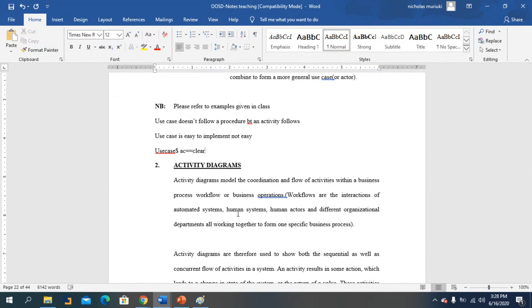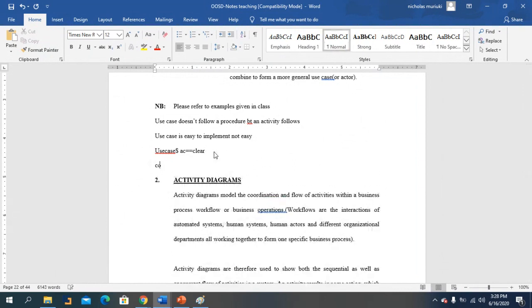So that's why we say we combine activities in the activity diagram, but we split activities in the use case. If you can understand those differentiations, now we are okay. So for the procedure, I think it has been explained here.